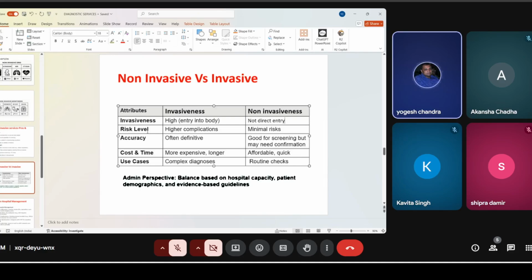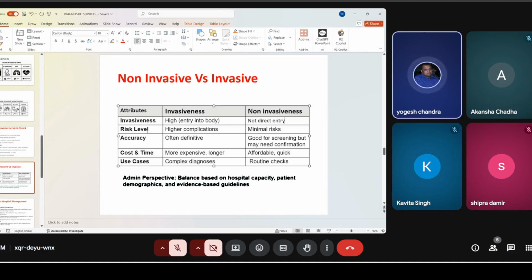Okay, so from a hospital administration perspective, you have to maintain the balance based on your hospital capacity. Matlab, you have to understand which kind of footfall is in your hospital. What are the patient demographics? The age factor is there, and demographics also contain the socioeconomic factor. On all these bases, you have to plan your services. That is the admin perspective.